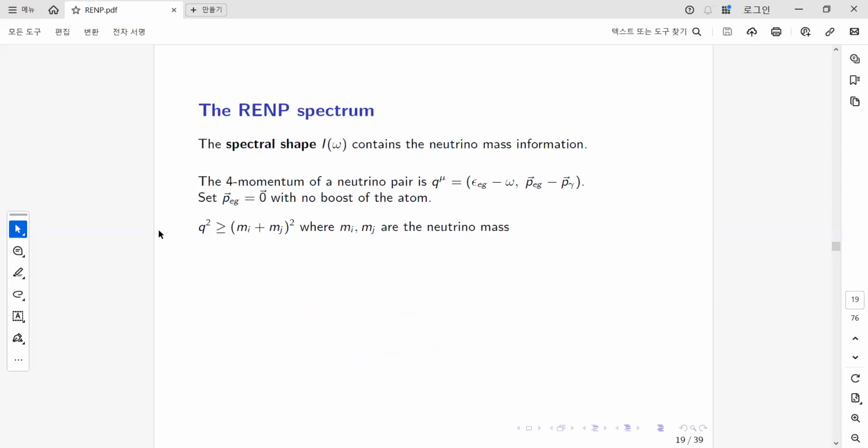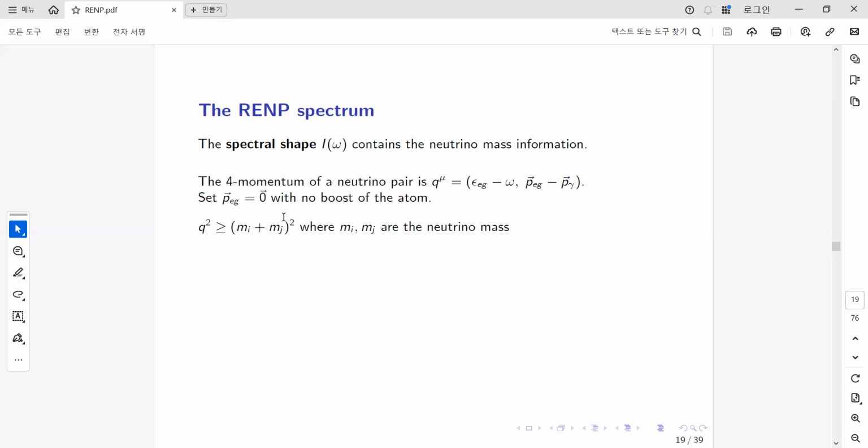Next, in the remaining topics, I want to talk about the spectral shapes of the LAMP signal. These spectral shapes include the energy dependence, so that they can provide some neutrino mass information. The four-momentum of the neutrino pair can be written in such a form: the difference between the excited and ground state minus the emitted photon's energy, and the three-momentum case is the same.